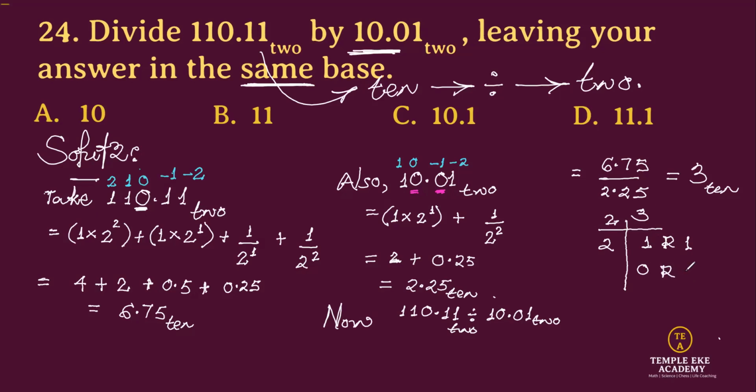So remainder 1. The answer will be given by these remainders taken in reverse order, from the bottom to the top. And this will give us the final answer, 1 1 to our desired base, base 2. Very simple. Our final answer, and that is right there, the option B.